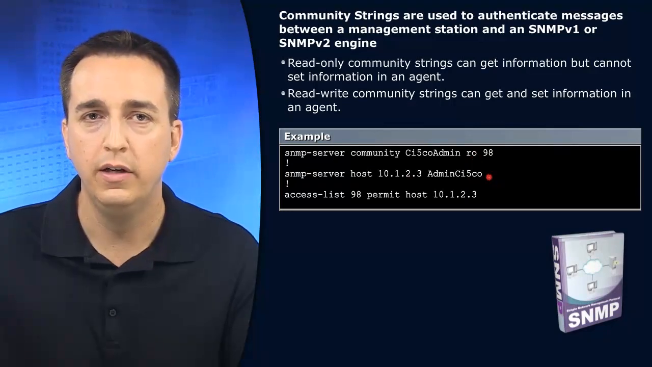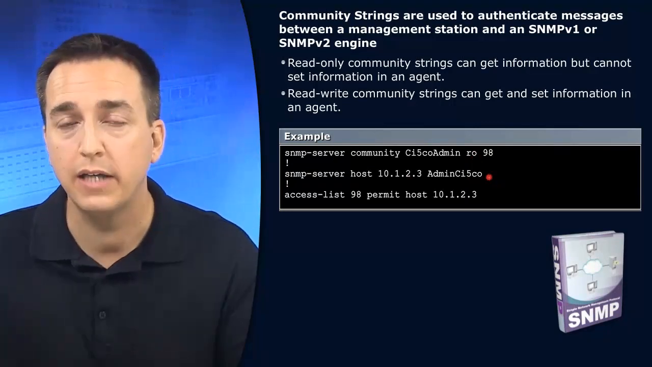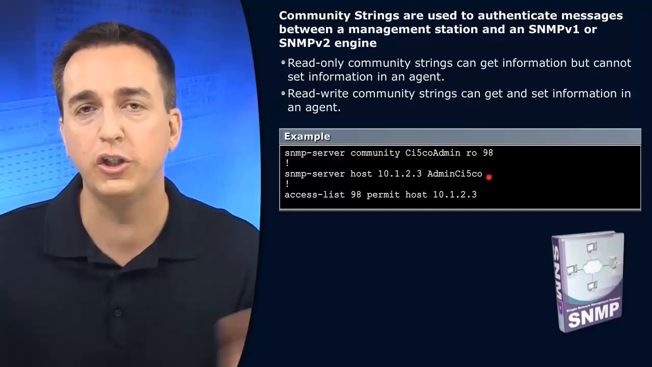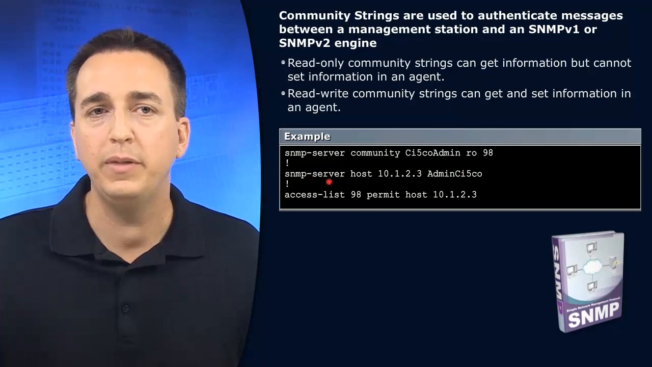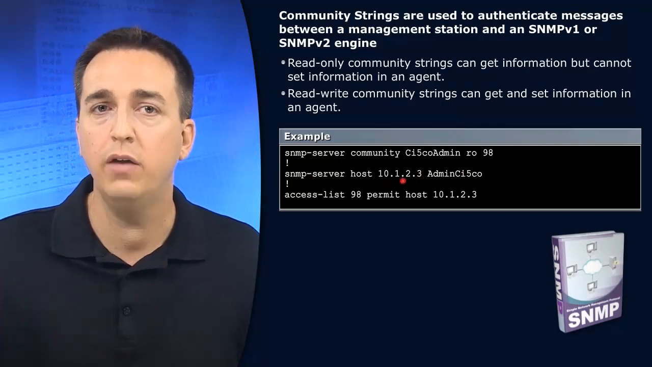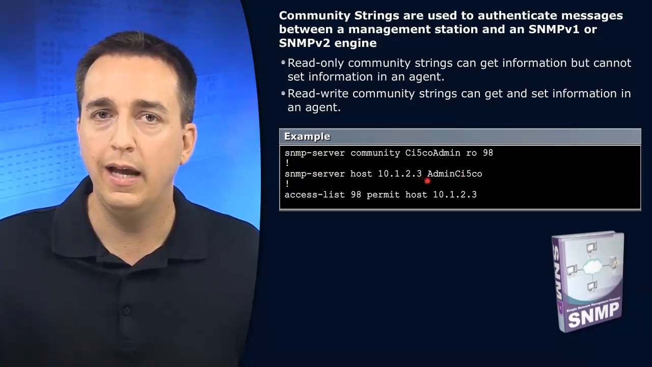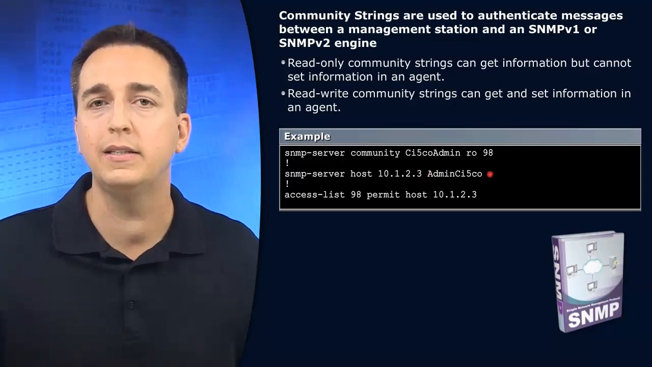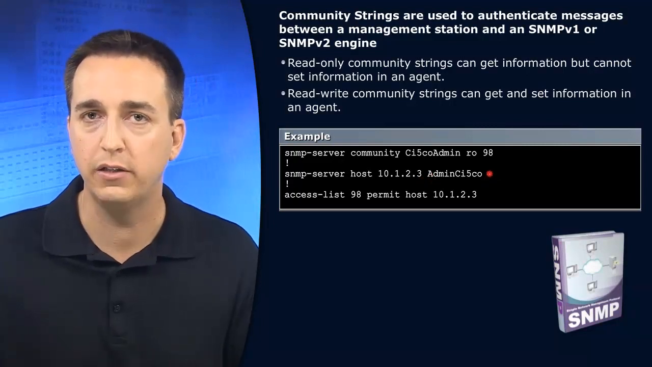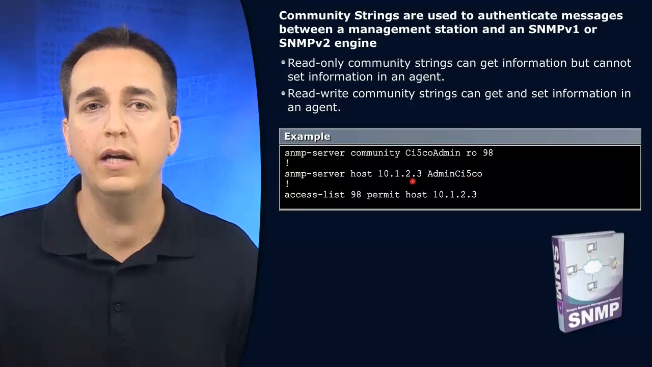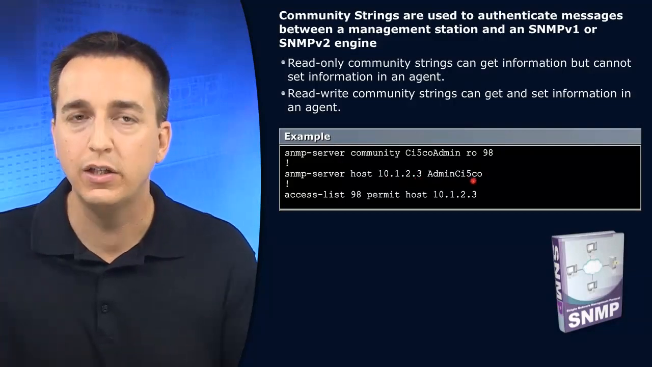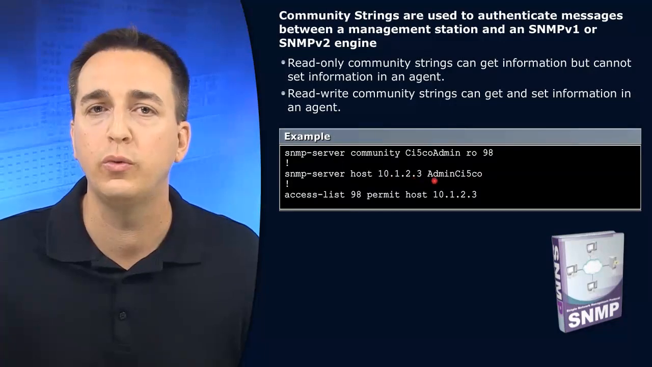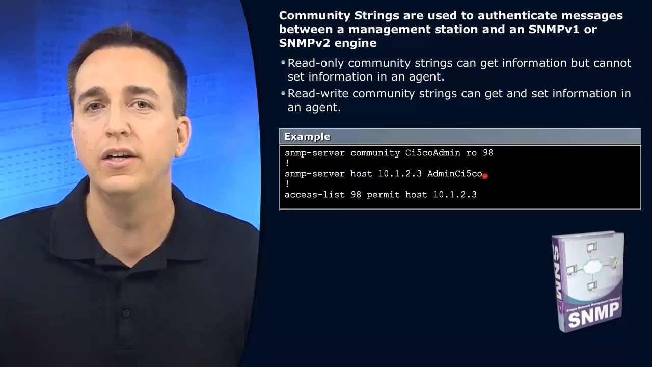So this command down here is giving us the ability to control the traps that are sent. By default, it's traps that are sent. If you want to send informs, you're going to have to specify informs in the command. But right now we're saying SNMP server host 10.1.2.3, and this is our community string. So when we need to send traps, in this particular case, we are going to send them to 10.1.2.3, and we are going to authenticate with that server at 10.1.2.3 using this particular community string.